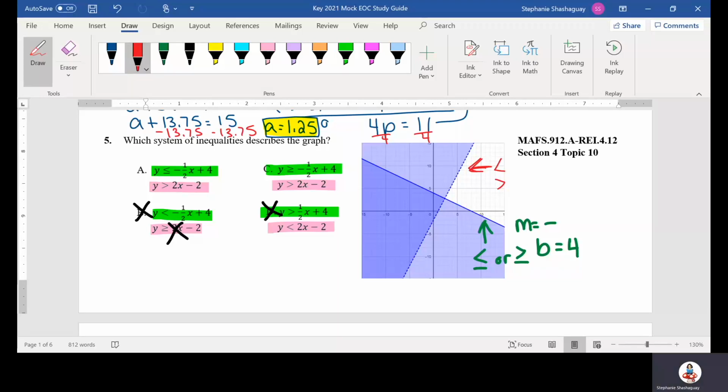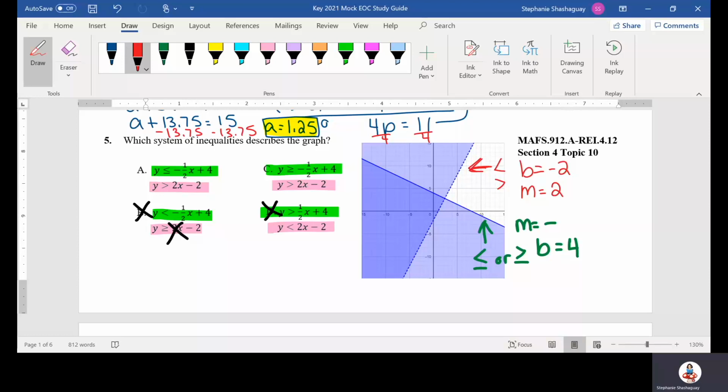My y-intercept for that dotted line looks to be about -2. I'm going to label that as my B. So my B here is equal to -2. But what is my M, my slope? My slope here is going to be up 2 and over 2. So my slope is 2.